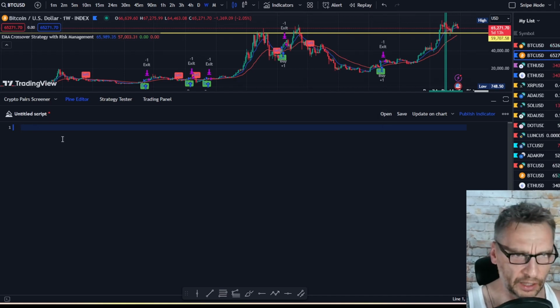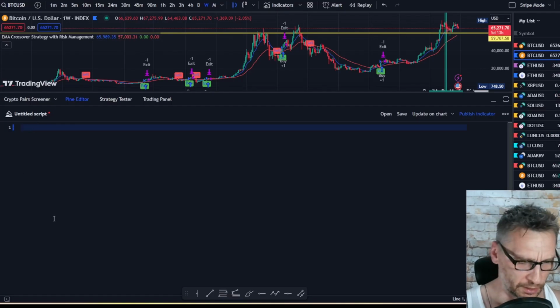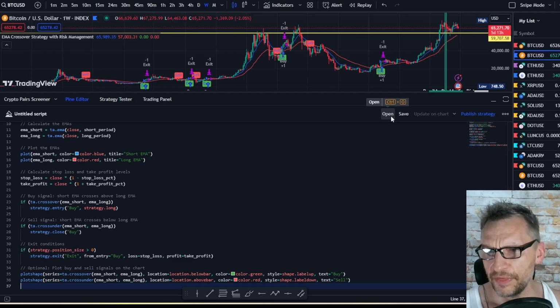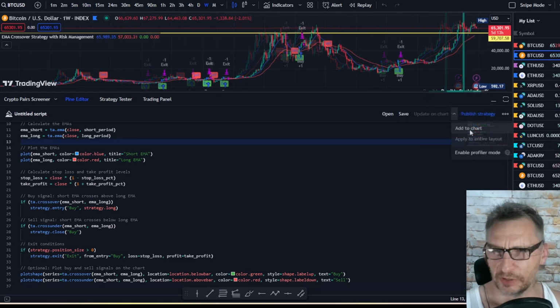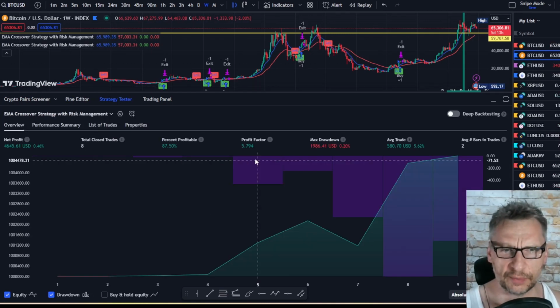So I can just, I copied the script from Chat GPT, and I can just click it here and paste, and it's right here. And then I would simply go update on chart. I would add to chart, and it's added to chart. It's the same script, so there is no changes.